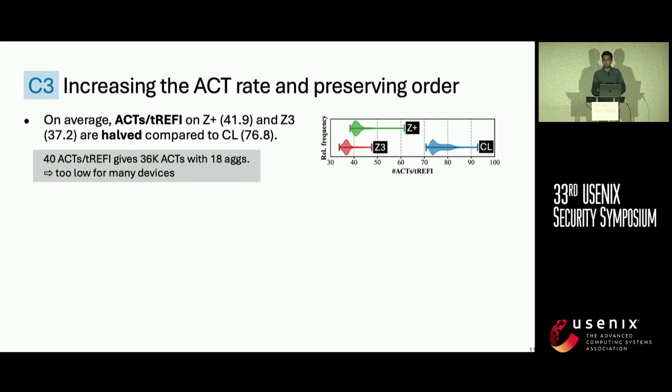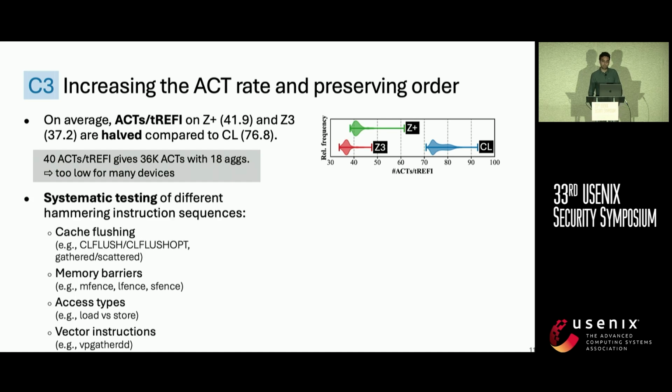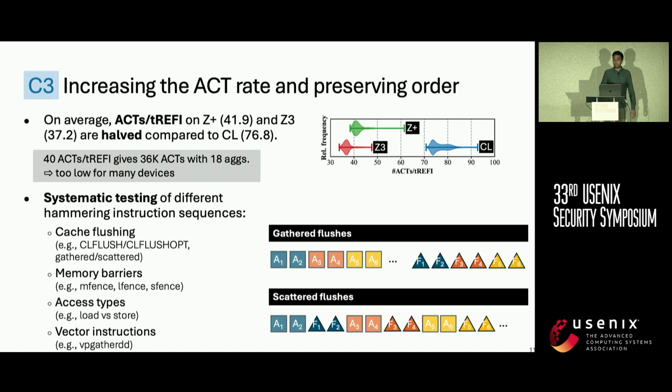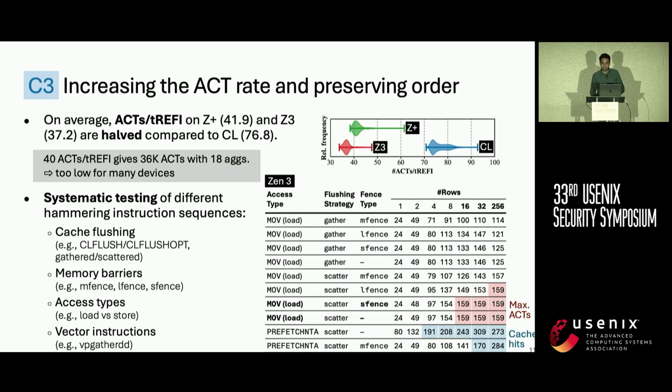So what we did is to systematically test different hammering instruction sequences. So we looked at, for example, cache flushing instructions like CLFLUSH and CLFLUSHOPT. They can be used in a gathered style, so we access all the aggressors and then we flush all of them, or in a scattered style where we do access, flush, access, flush. We looked at different memory barriers, different access types, and also different vector instructions. And here I present the results.